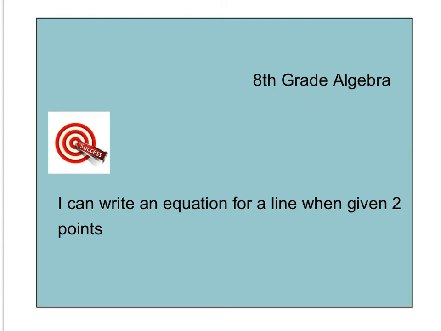Welcome, ladies and gentlemen, to "I can write an equation for a line when given 2 points." So think about being given 2 ordered pairs that both reside on the same line, and you are supposed to write an equation for the line that those two are on. For example, the point could be here, and obviously there are other points along that line, and you're looking for the equation of that line in slope-intercept form.